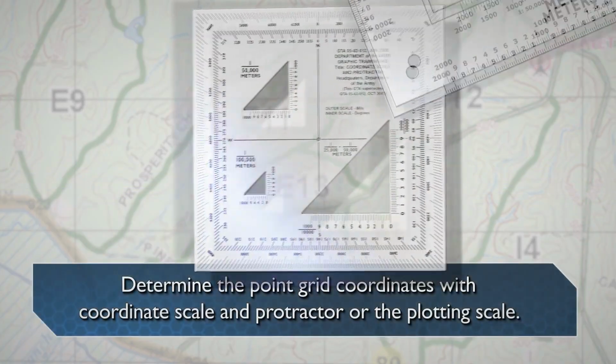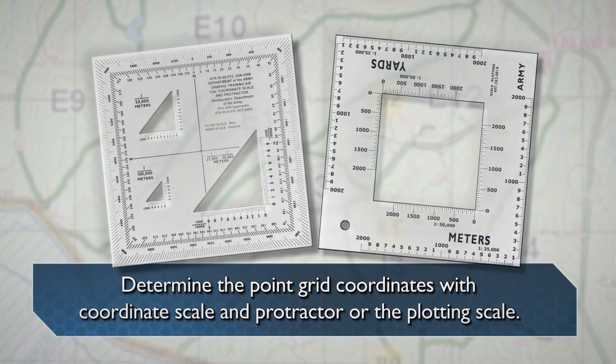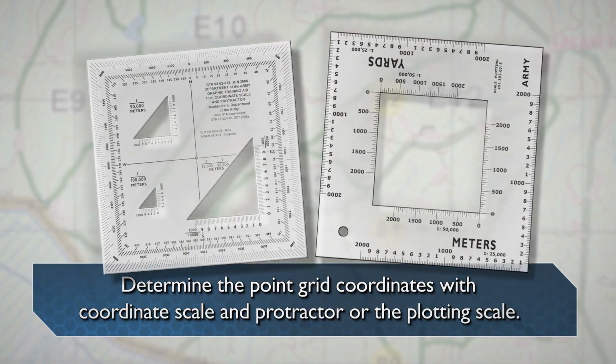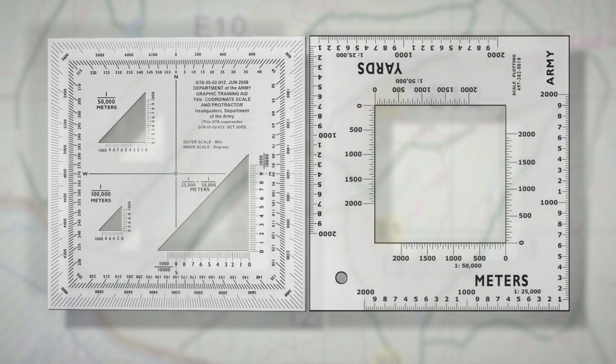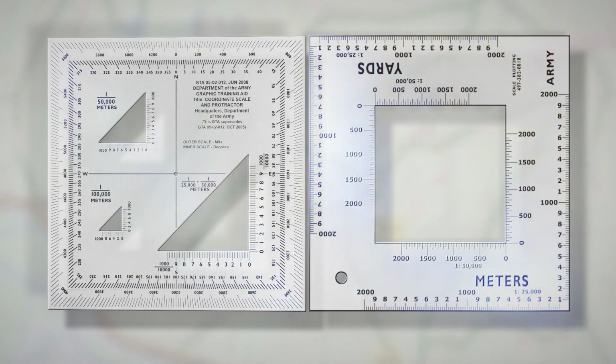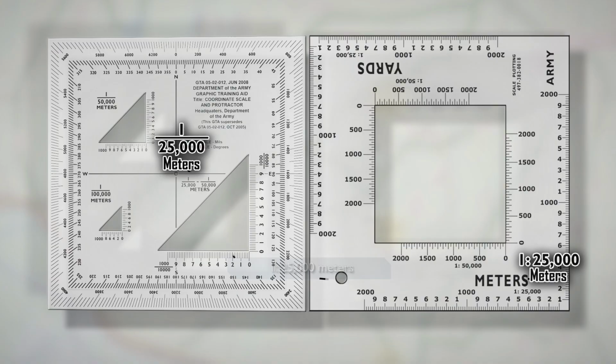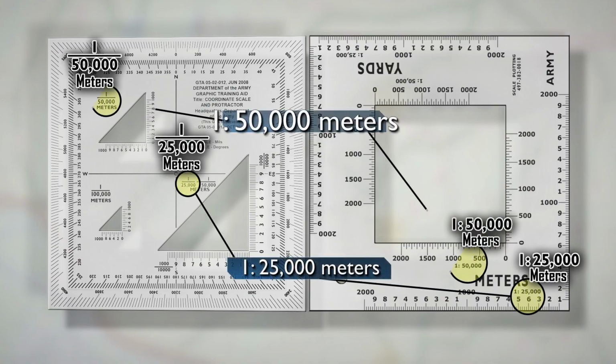Determine point grid coordinates with a coordinate scale and protractor or plotting scale. The most accurate way to determine the coordinates of a point on a map is with a coordinate scale. You need not imagine lines because you can find the exact coordinates using the coordinate scale and protractor or plotting scale. Each device includes 2 coordinate scales, 1 to 25,000 and 1 to 50,000 meters. Make sure that regardless of which device you use, you choose the correct scale.